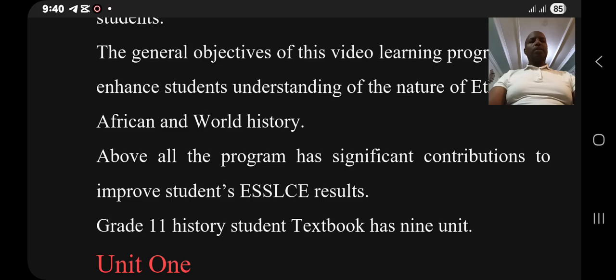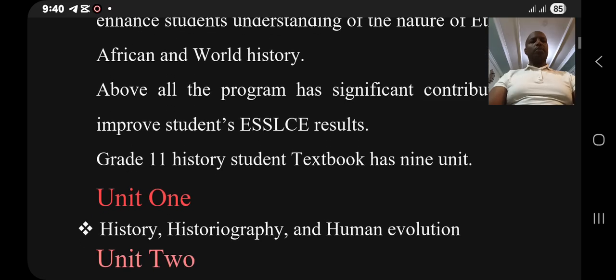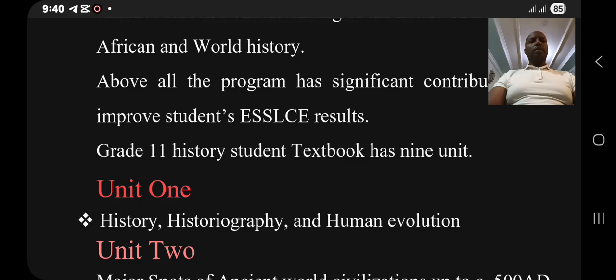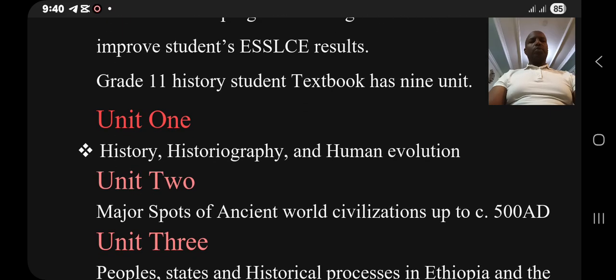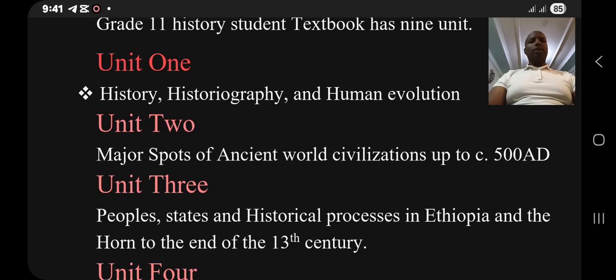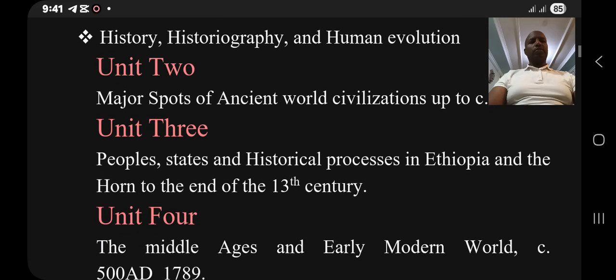Grade 11 history student textbook has 9 units. The first unit has history, historiography, and human evolution. Unit 2 states about major spots of ancient world civilization up to 500 AD, whereas Unit 3 has peoples, states, and historical process in Ethiopia and the Horn to the end of 13th century.